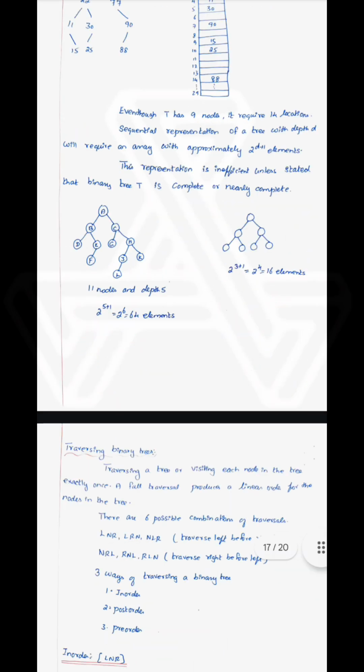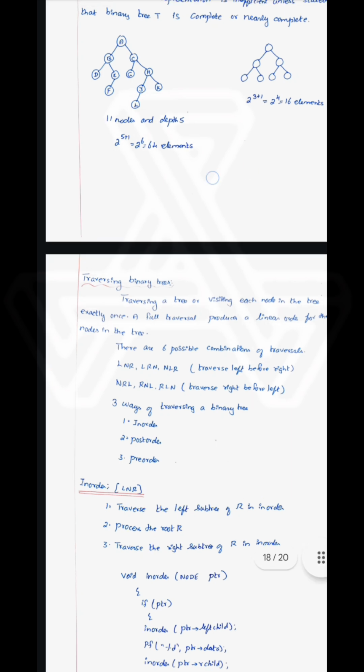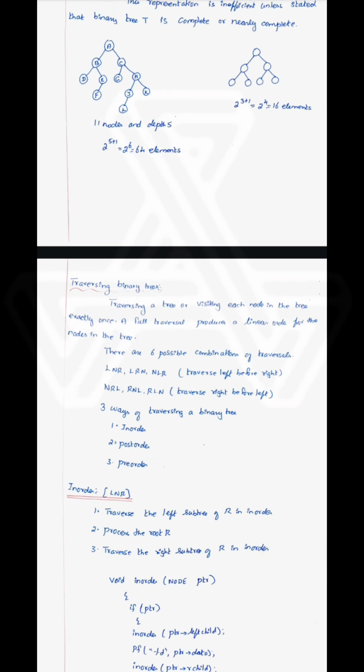Then traversing of the binary tree. Traversing a tree means visiting each node of a tree exactly once. A full traversal produces a linear order of the nodes in the tree. There are 6 possible combinations of traversal: LNR, LRN, NLR, NRL, RNL, RLN.